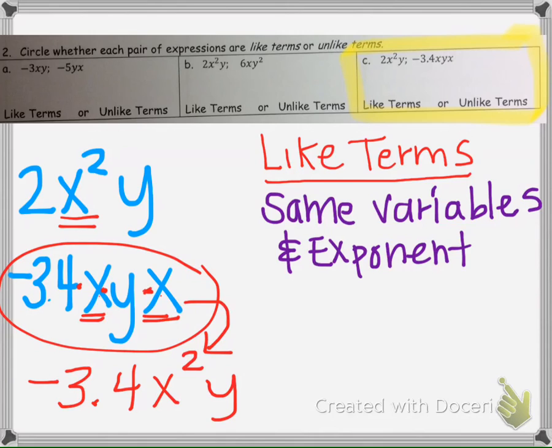So now they both have x's in their term, and the exponents match up, so they have to have the same variable, which they do, and the same exponent. So far so good. And then we have a y here and a y here, and the exponents for the y's are the same. They're both 1s. So these are like terms.